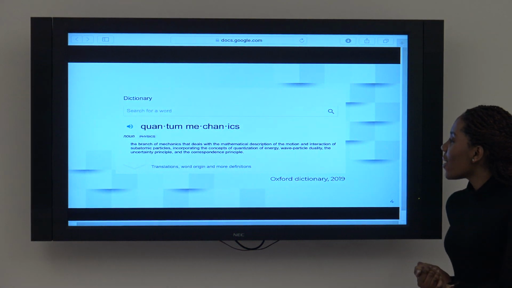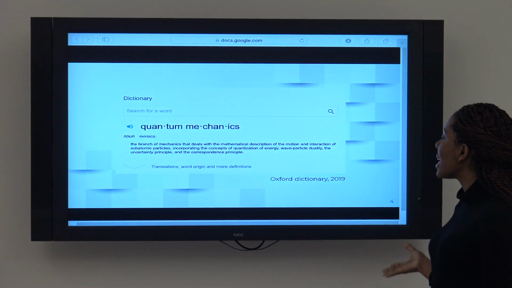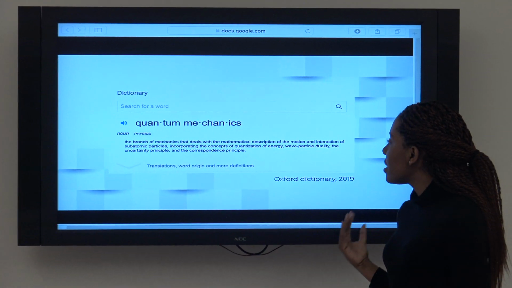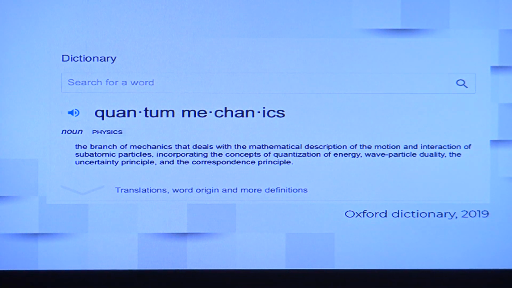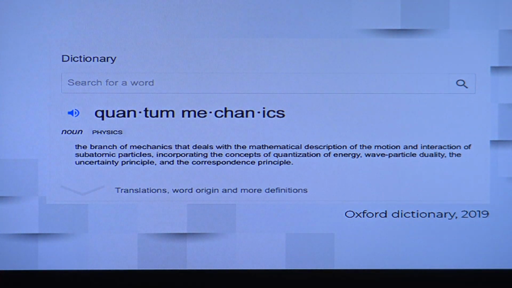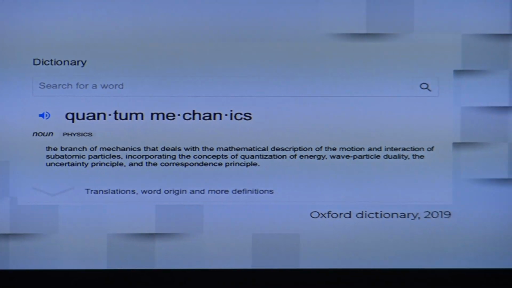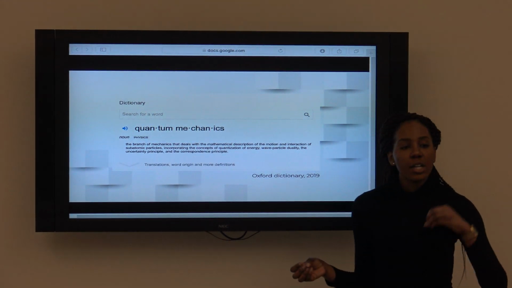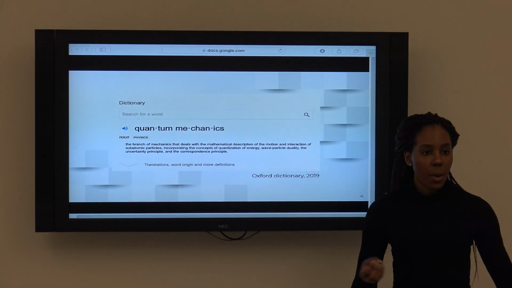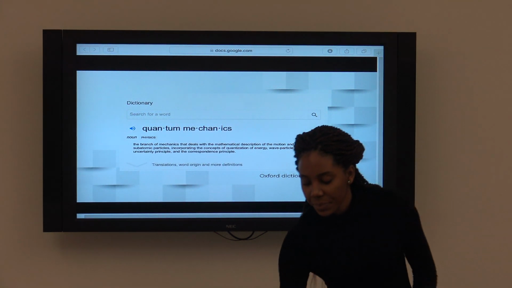According to the Oxford Dictionary, quantum mechanics is the branch of mechanics that deals with the mathematical description of the motion and interaction of subatomic particles, incorporating the concepts of quantization of energy, wave-particle duality, the uncertainty principle, and the correspondence principle. So basically, put simply, it is the discipline of physics that describes the phenomena in nature using the smallest units, so atomic and subatomic units.